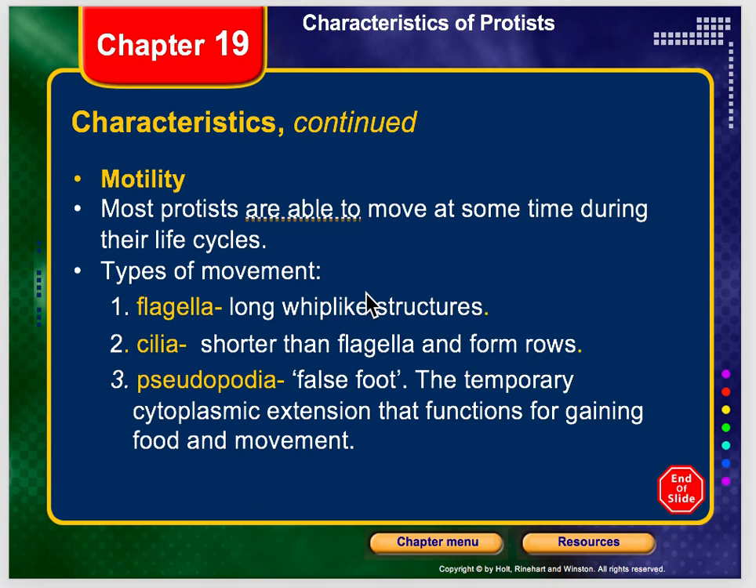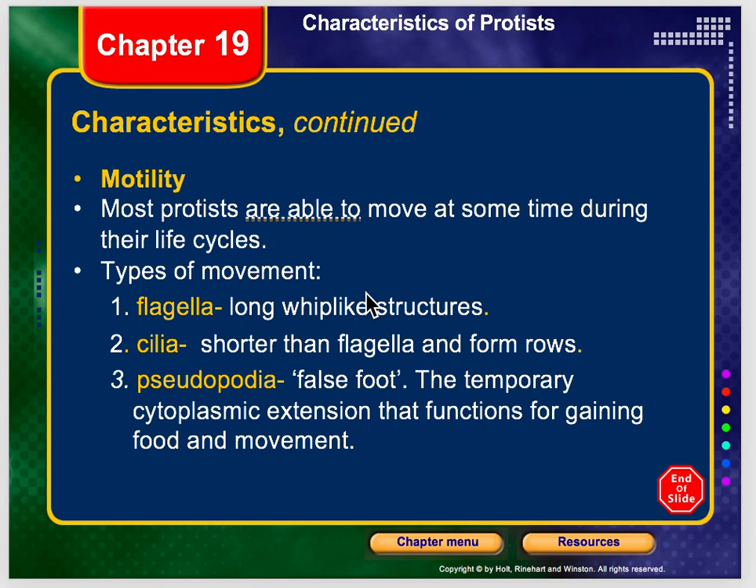So they extend their cytoplasm. I think of the blob all the time. I've probably talked about that before. But the cytoplasm streams into this foot, and that's what makes the whole organism move forward. So amoeba have a very different shape, and they're constantly extending their cell membrane outward in order for this cytoplasm to stream into that foot and propel them forward.